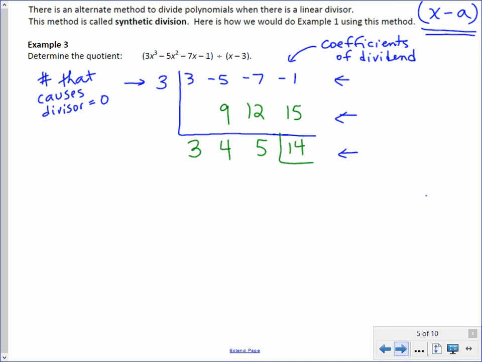Okay. The idea here is you can't just throw that on the paper and drop the mic and be done. You have to tell me the quotient and the remainder. Okay?